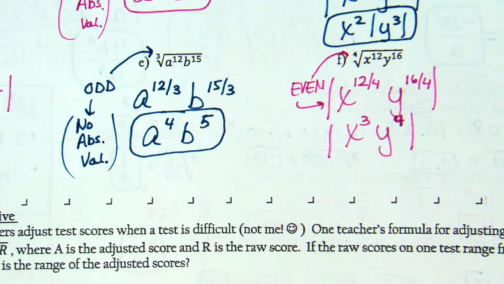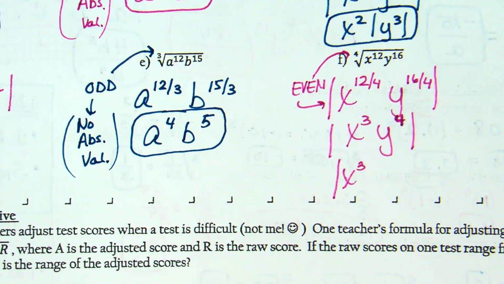So look at x cubed. Does x cubed need absolute value to force it to be positive? It could. If x is negative, x cubed could be negative, and we don't want that. So x cubed has to go in absolute value. Now, I'm going to wait to finish my absolute value until we decide what we're doing with y.